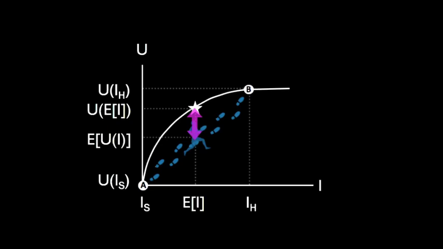Intuitively, this should make sense. If P equals 0.5, that means there's maximum uncertainty in a person's life. They have no sense whatsoever as to whether they're more likely to get the low income IS or the high income IH. So, in other words, because there's so much uncertainty in their life, if you erase that uncertainty, there's a lot of utility to be gained. Hence, the utility deficit is going to be quite large when P equals 0.5.